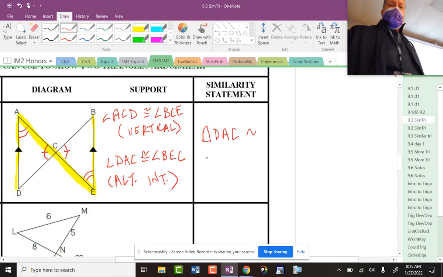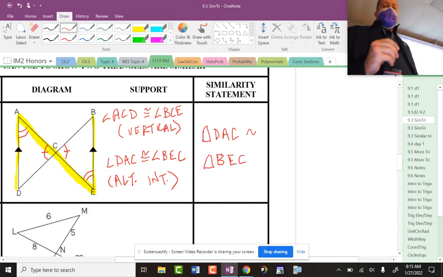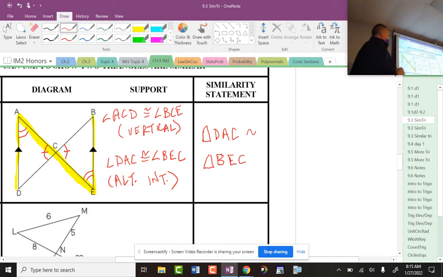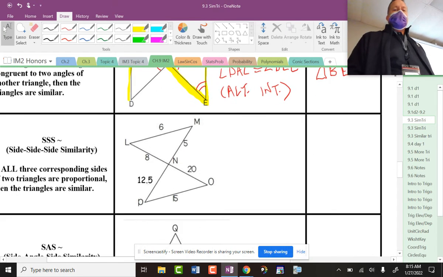All right, so who goes with D? B. And then who goes with A? E. And then, of course, C goes with that. And then you could go and do a whole bunch of other stuff. You could say that AC over CE equals DA over BE, which equals DC over BC. Notice I went left to right on all my fractions. You got to go in the same order when you set up those similarity statements.